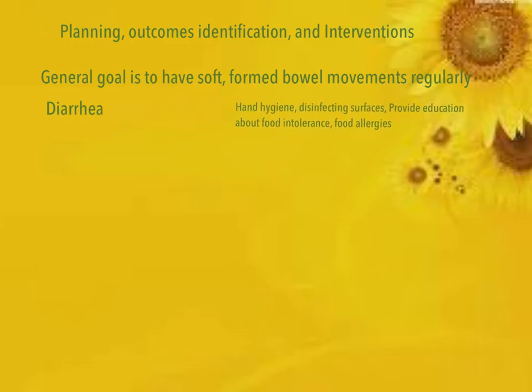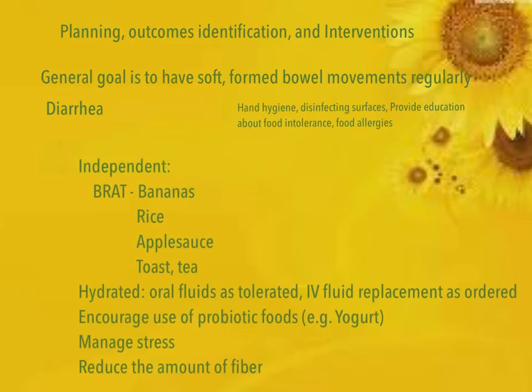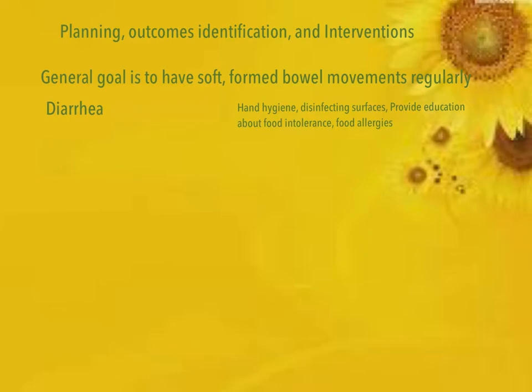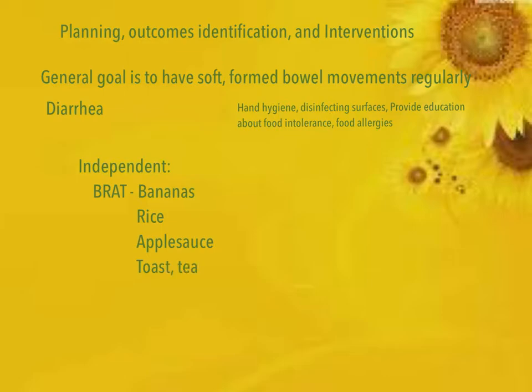Now, if we have diarrhea, there are a few things we can do. For independent nursing interventions, we have the BRAT diet. And BRAT is bananas, rice, cooked apples, or I like to say applesauce. Now, some sources say toast. I was taught tea. Weak tea has tannins that encourage more solid stool. But bananas, rice, applesauce, and toast are your basic BRAT diet.